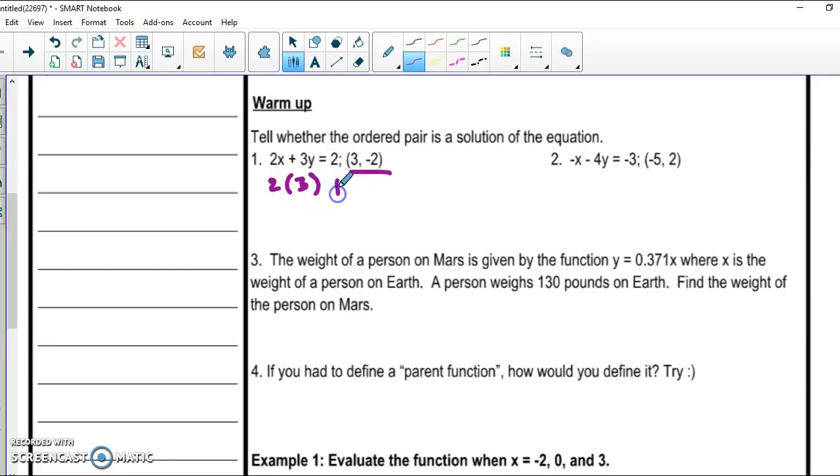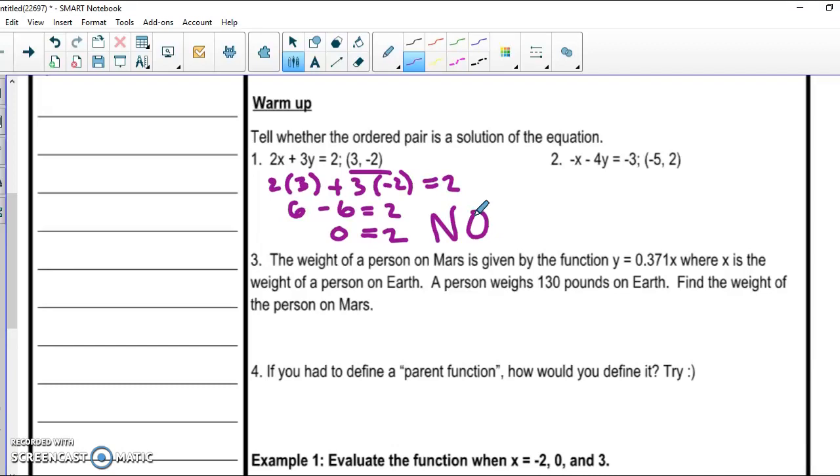So I have 2 times 3 plus 3 times negative 2 equals 2. This is going to make a true statement if this point is a solution. 2 times 3 is 6. A positive 3 times a negative 2 is a negative 6. And now I can simplify. 0 on the left side, 2 on the right side. That is not a true statement. So no, 3, negative 2 is not a solution to this equation.